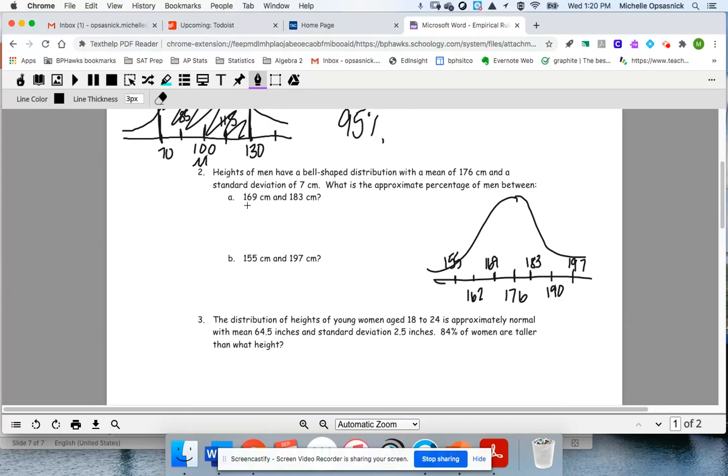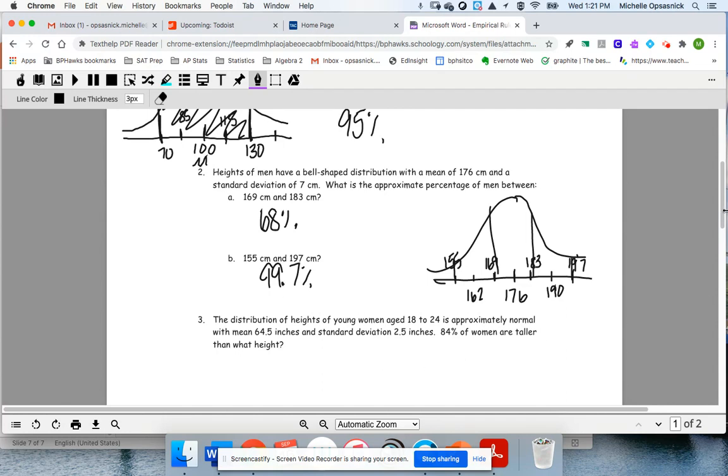So here I'm looking at, for part A, 169 to 183. That's here to here. So that's just 1 standard deviation in either direction. So it's going to be 68%. And then part B is the 155 to 197. That's 3 in either direction. So that's 99.7% of the distribution.